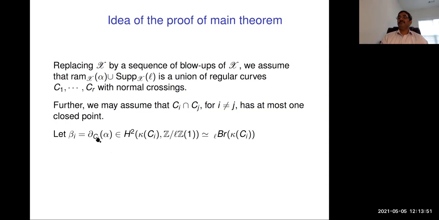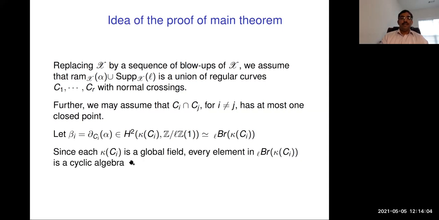So take beta_i to be the residue of this alpha, which is an element in H^2 of kappa(C_i). And as we said before, this is the l-torsion of the Brauer group of this residue field. And since each kappa(C_i) is a global field, every element in this is a cyclic algebra, as we already said before.